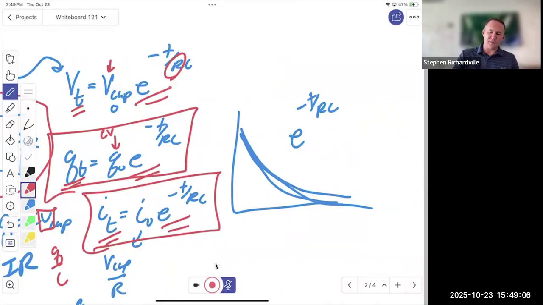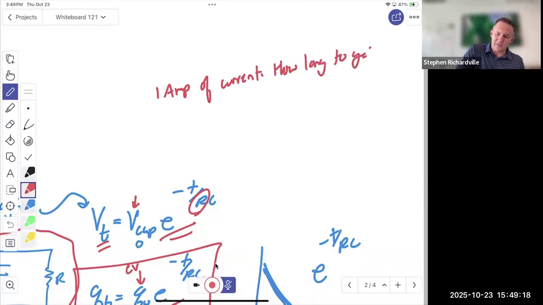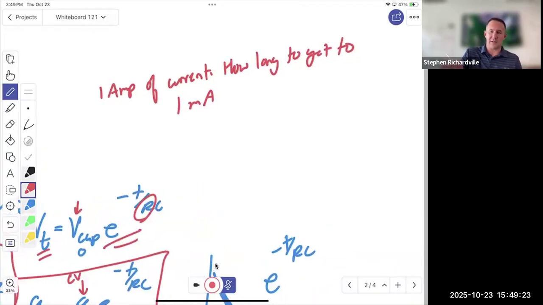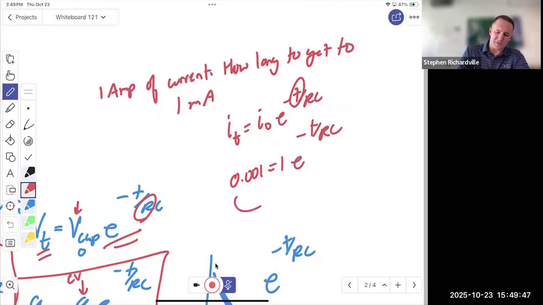When will you use these? What if it says you start with 1 amp of current? How long to get to 1 milliamp? So I've got 1 amp of current. How long does it take to get to 1 milliamp in this thing? Well, again, I at some point in time is I naught e to the negative t over RC. So I'm solving for the time, and I would do 0.001 is going to start at 1 times e to the negative t over RC. But again, RC is just the product of whatever your equivalent resistance is and the capacitance that's in there. That could be one problem you see in the homework tonight.